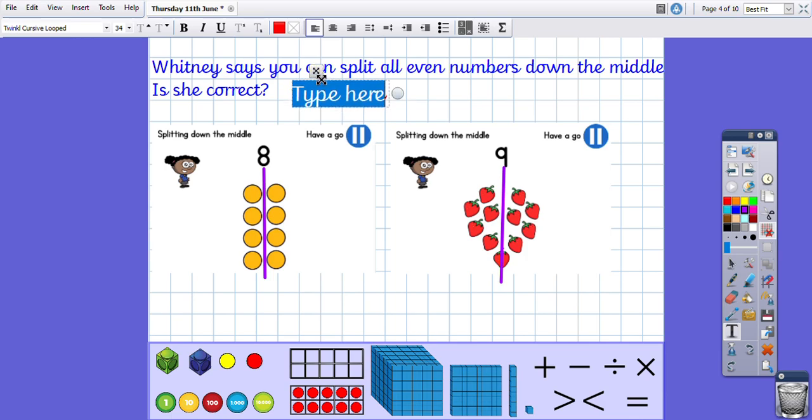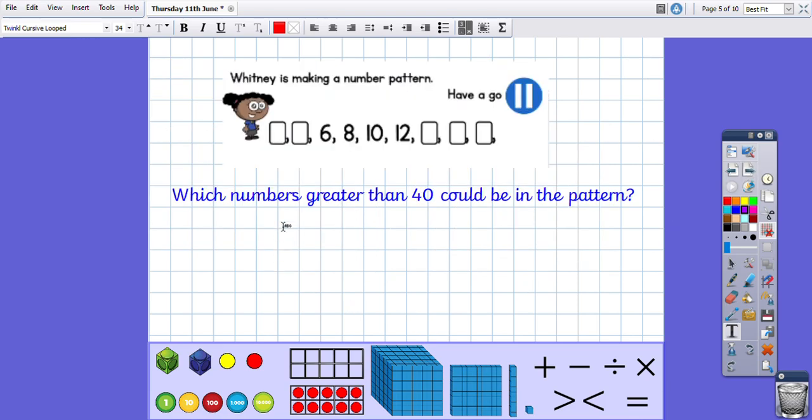Have a go with these numbers for me. Try number 10, number 14 and number 6. See if you can split those down the middle to see if Whitney is correct. This time she's making a number pattern. I want you to fill in the gaps, okay? So write down the number pattern for me that Whitney has started.